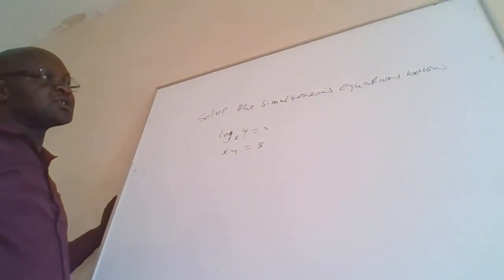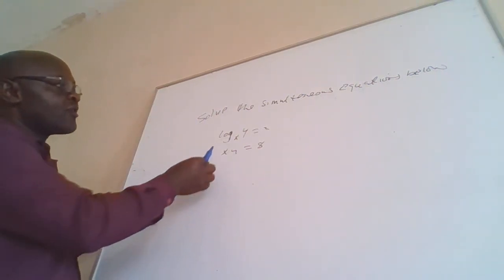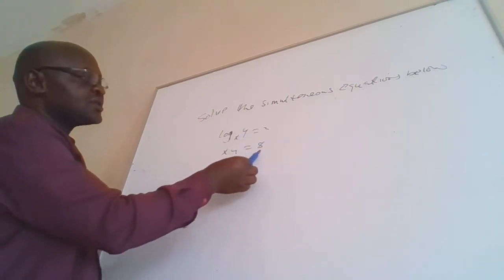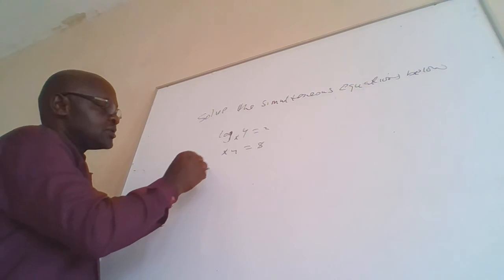Solve the simultaneous equations below. We have log y to base x equals 2, and then we have xy equals 8.